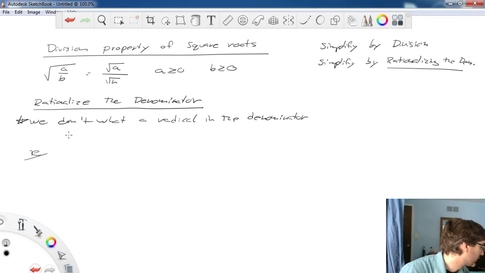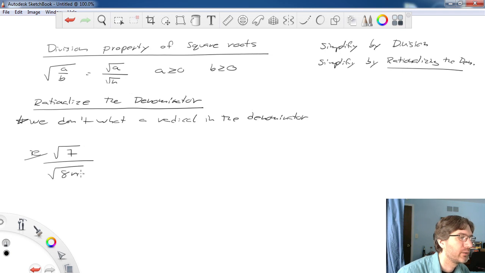We'll do this one. So this is square root of 7 over square root of 8n. So first off, this here is not simplified, and that's why it's not going to be nice. I can simplify this more. I can take the square root of 8 and write it as 2 square roots of 2, which we've done like 3 times already this lesson.